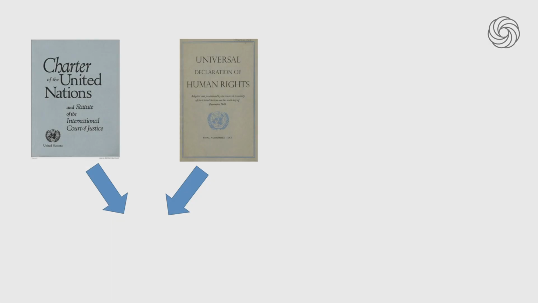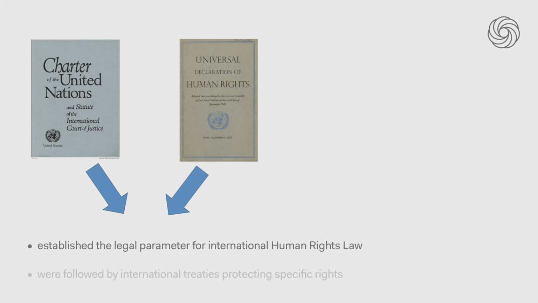These two documents, the United Nations Charter, the Constitutive Treaty of the United Nations, and the Universal Declaration of Human Rights, establish the legal parameter and the umbrella of this body of international law, and have been followed by a number of international treaties, specific treaties, that promote and protect specific rights.